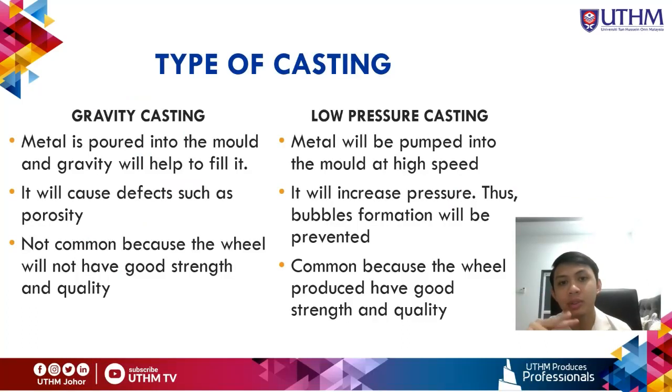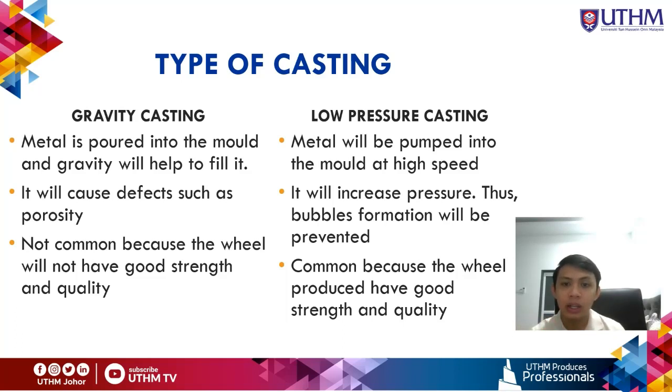There are two types of casting. The first one is gravity casting, and the second one is low pressure casting. Gravity casting is where the metal is poured into the mold and gravity helps to fill the mold. By using this method, it will cause defects such as porosity.